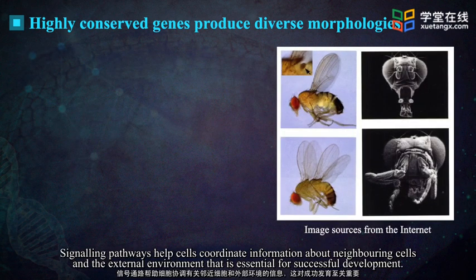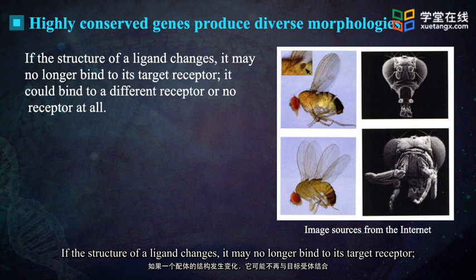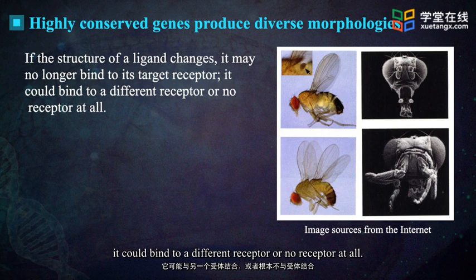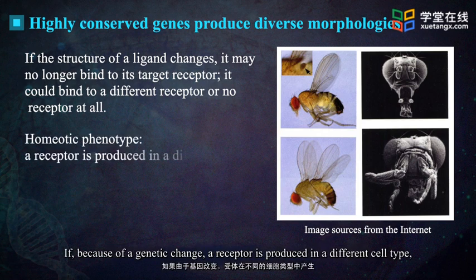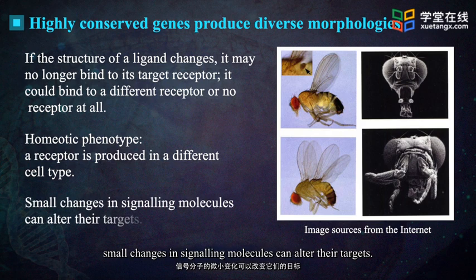Signaling pathways help cells coordinate information about neighboring cells and the external environment that is essential for successful development. If the structure of a ligand changes, it may no longer bind to its target receptor. It could bind to a different receptor or no receptor at all. If, because of a genetic change, a receptor is produced in a different cell type, a homeotic phenotype may appear. And, as mentioned earlier, small changes in signaling molecules can alter their targets.